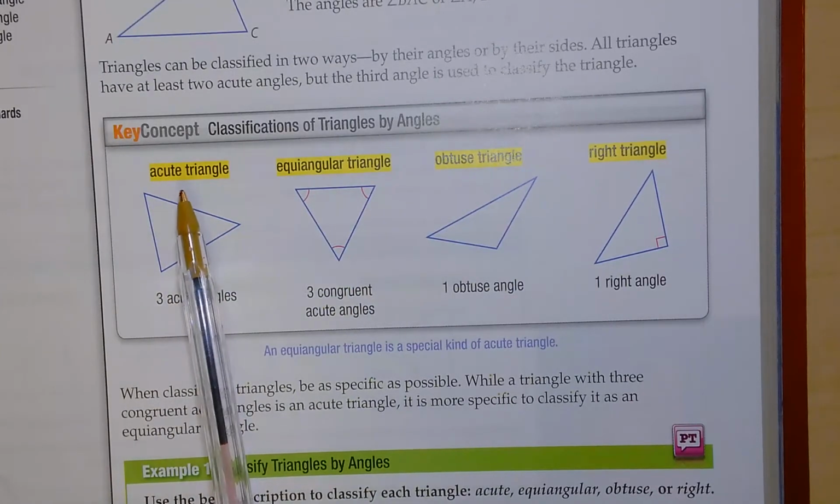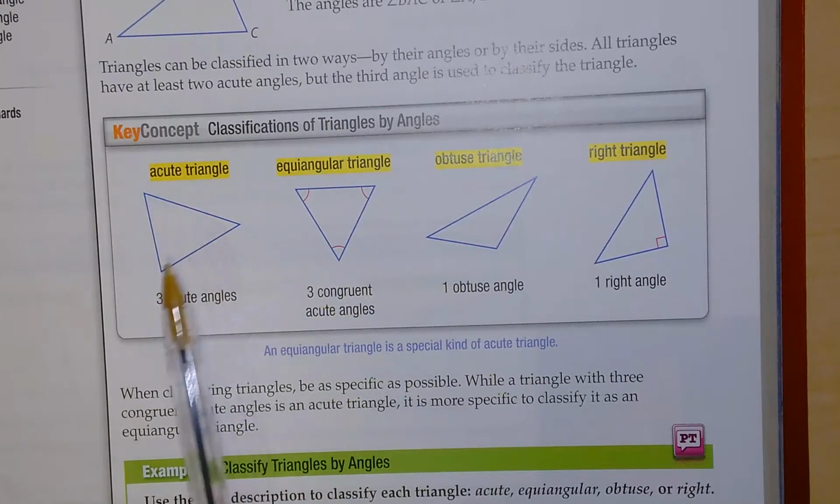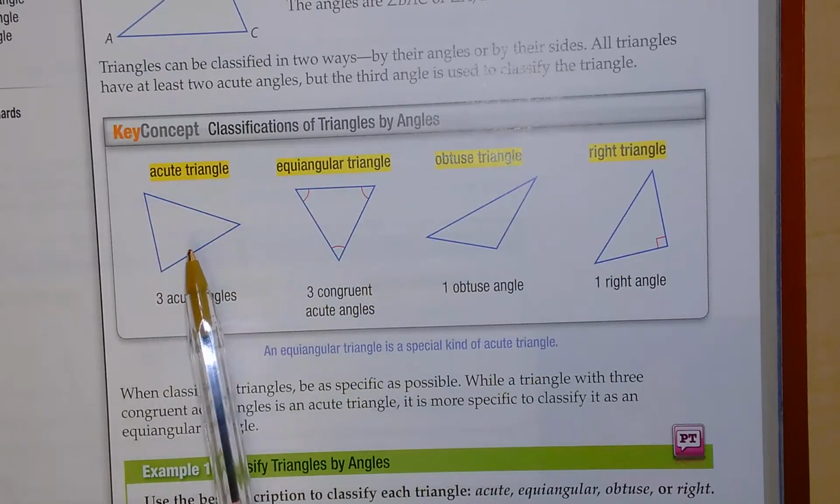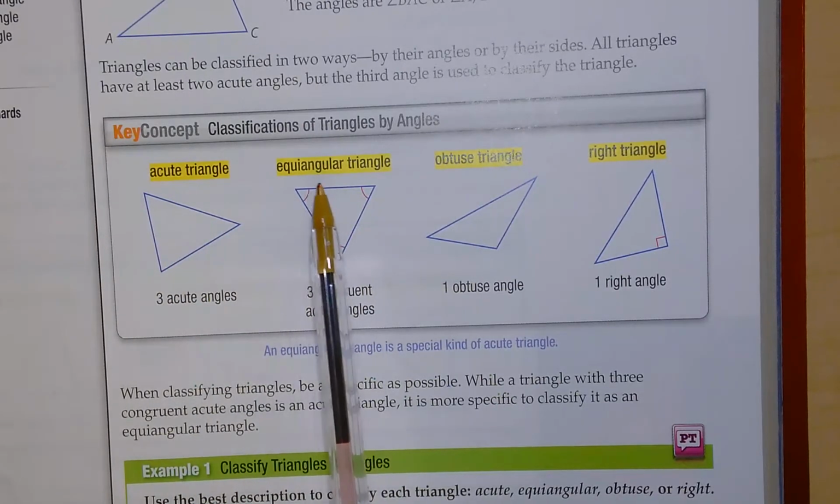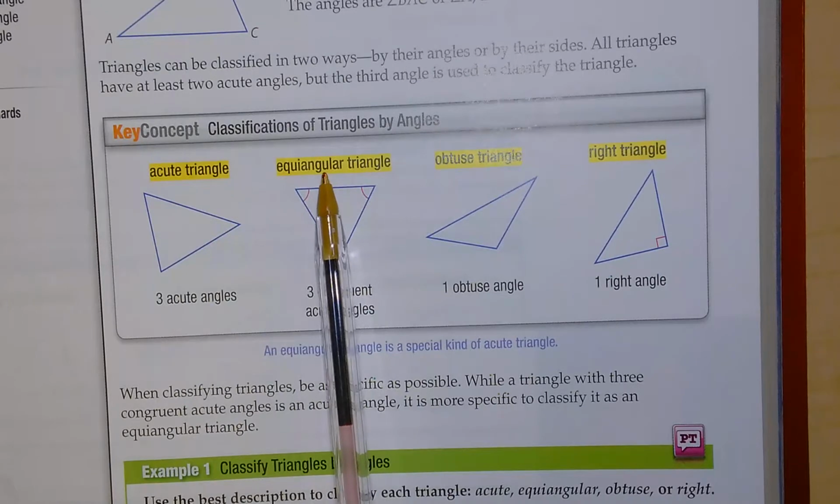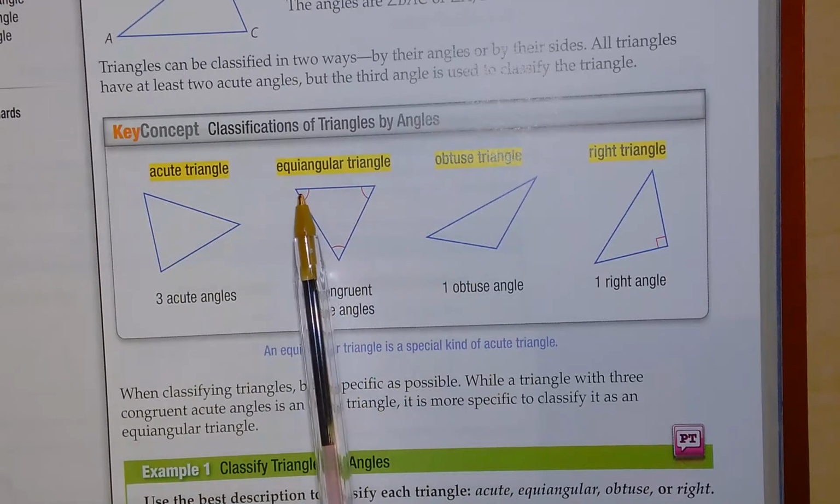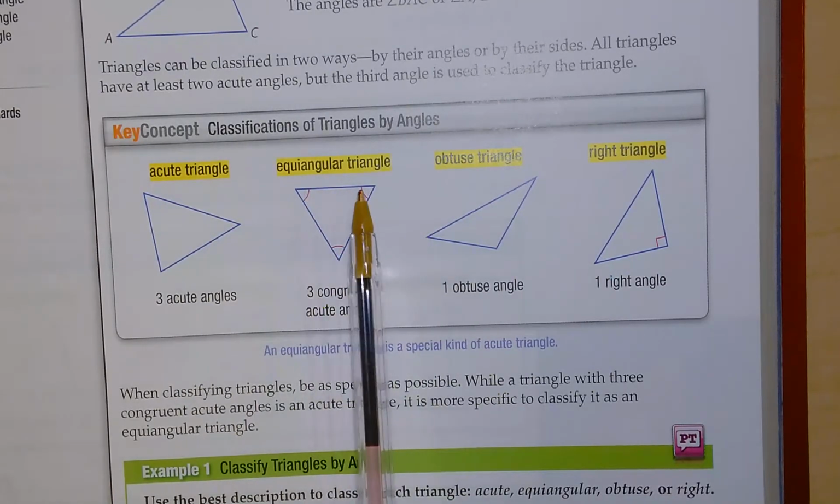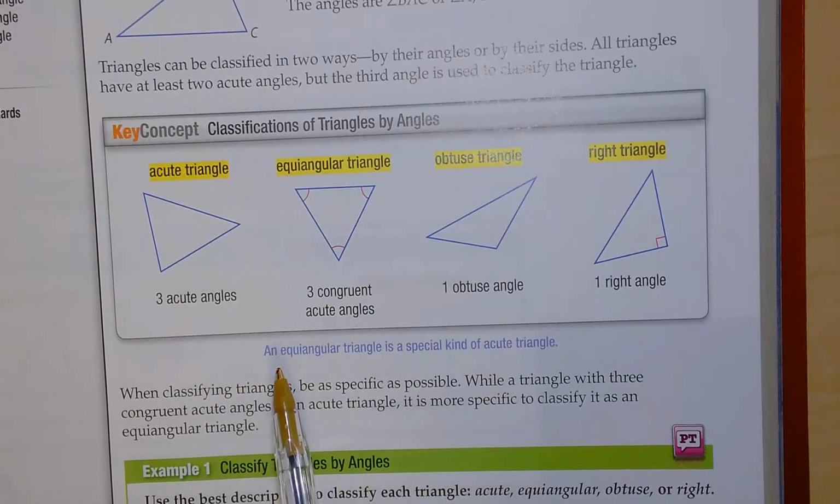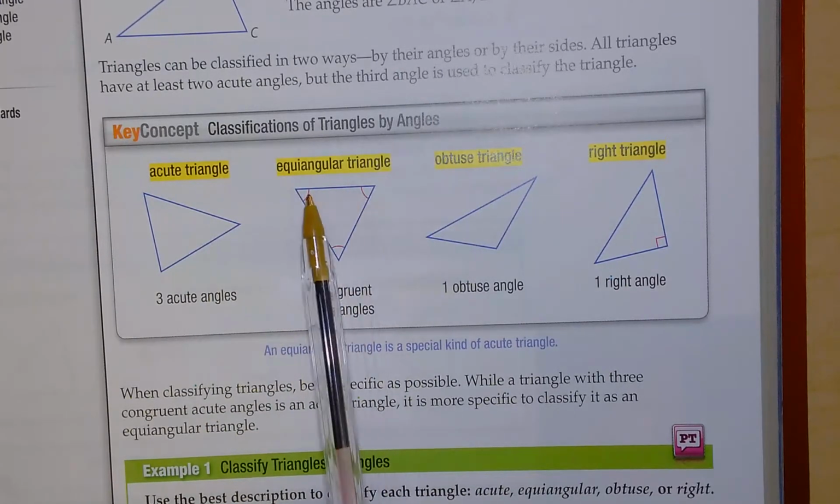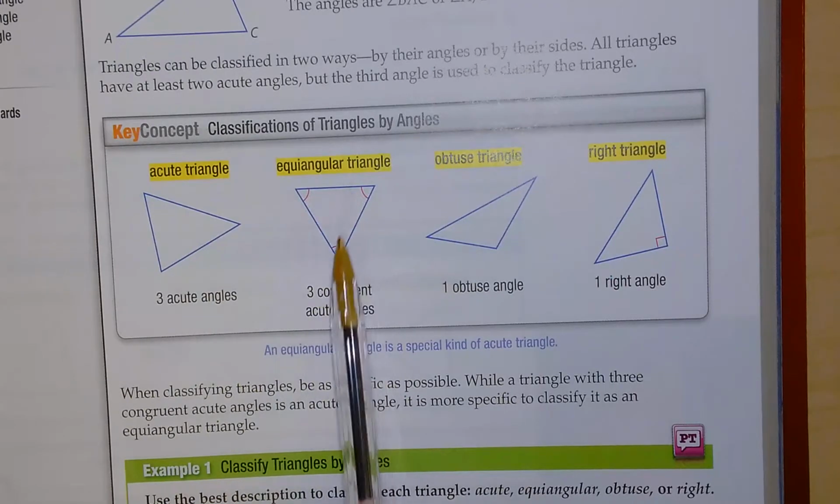So first of all, if you have an acute triangle, that means all three angles are less than 90. If you have an equiangular triangle, it's kind of like equal angles. That means all three angles are equal to each other. We're going to eventually in this chapter learn that if the angles of a triangle add up to 180, these would all be 60 degrees.